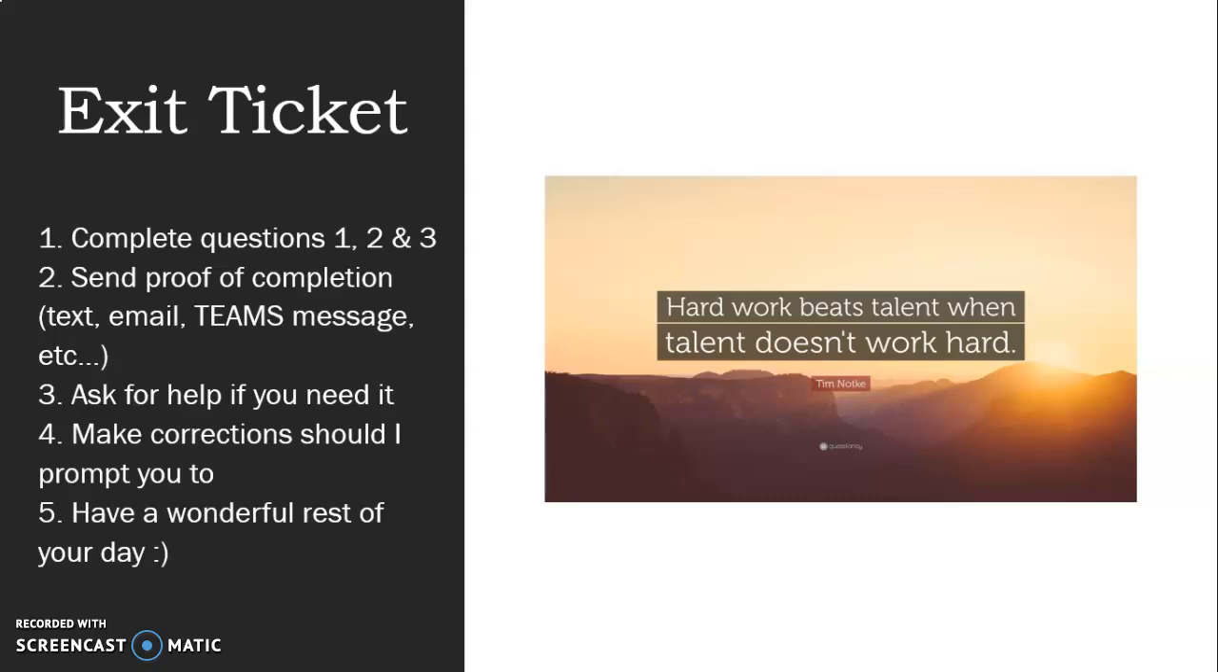And today we're going to end with our quote. So our quote for the day is, hard work beats talent when talent doesn't work hard. So basically this means that if you give your 100%, I know you guys can be super successful.